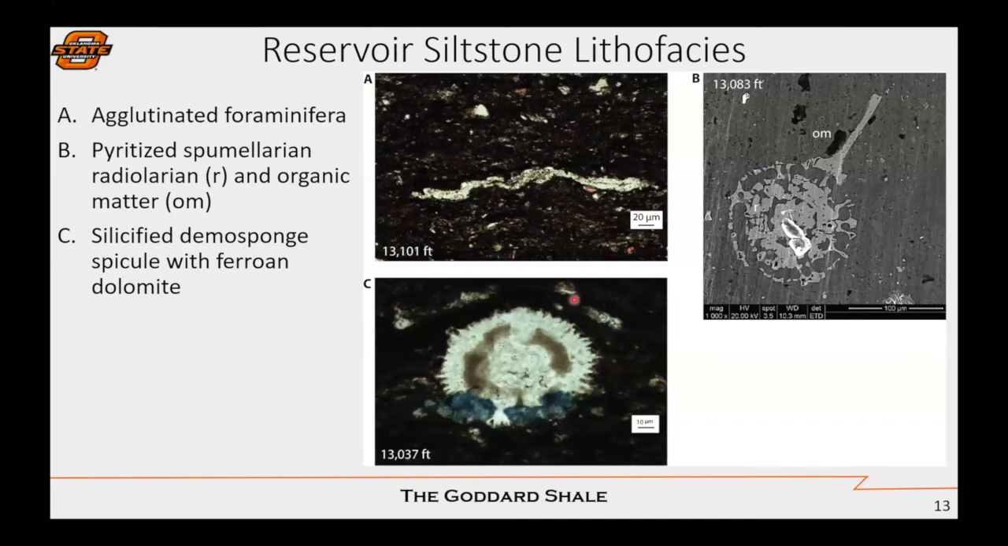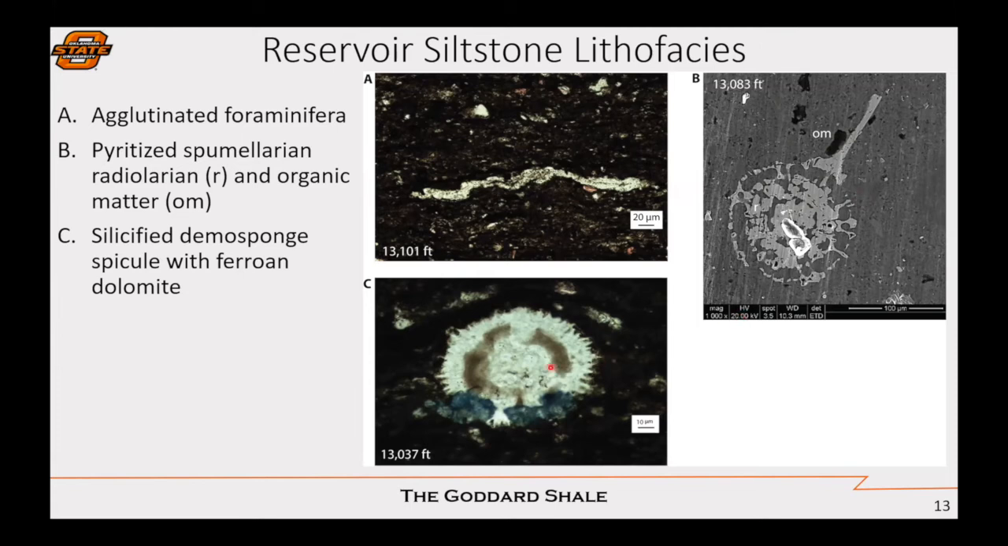So more figures from the reservoir lithofacies. Figure A is a thin section photomicrograph that is showing a textbook example of an agglutinated foram. This is really well preserved. Figure B is a SEM image that is showing a pyritized radiolarian. You can also see amorphous organic matter in this image as well.